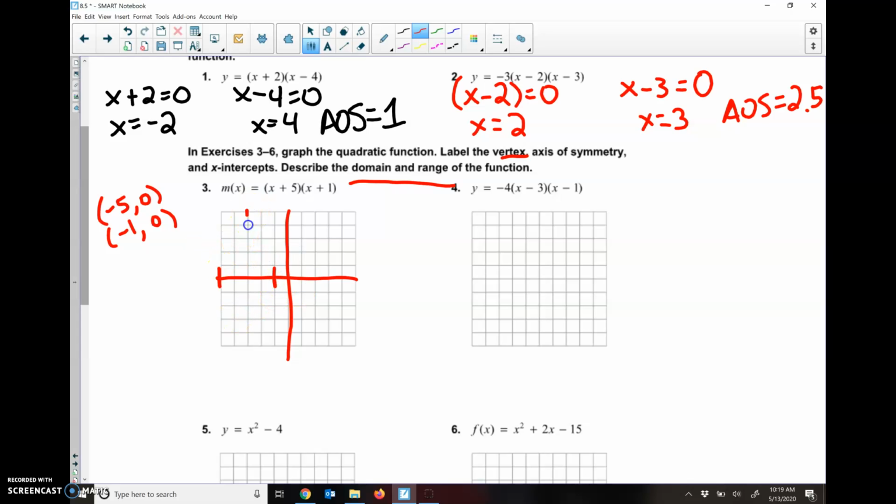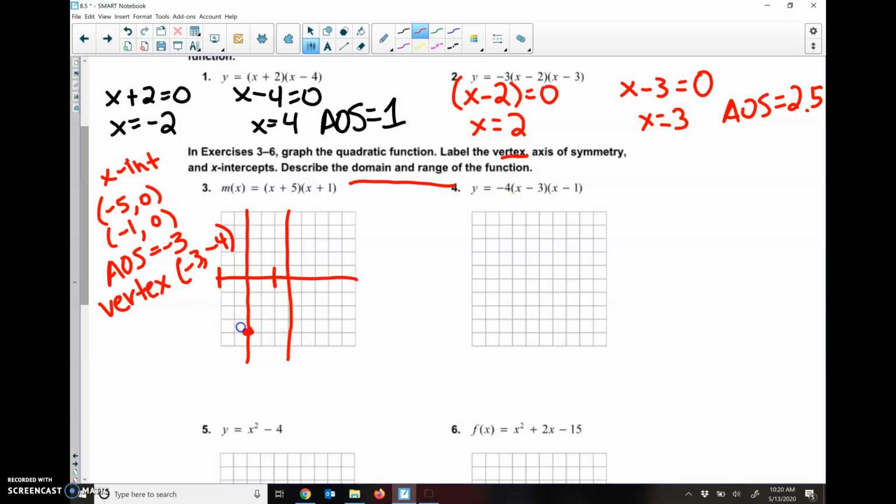Halfway between negative 5 and negative 1 is my axis of symmetry. So these are my x-intercepts. My axis of symmetry then, halfway between those two, is negative 3. Okay, now to find my vertex, I already know my x is negative 3 because that's my axis of symmetry. But to find my y, I'm going to plug that negative 3 in for x and then do the math for it. So negative 3 plus 5 is positive 2. Negative 3 plus 1 is negative 2. So positive 2 times negative 2 is negative 4. So that means my vertex is at negative 3, negative 4.